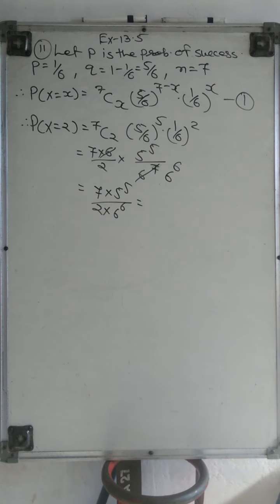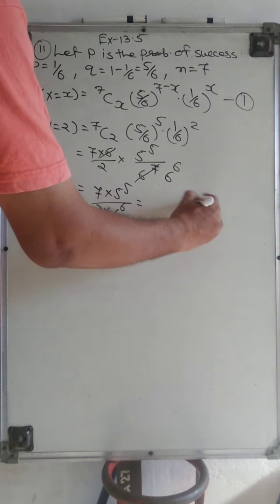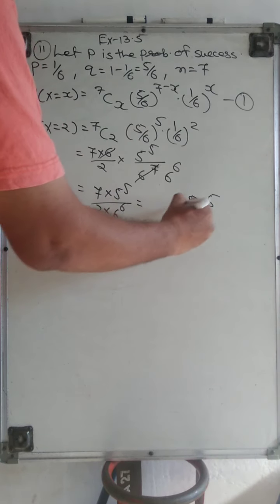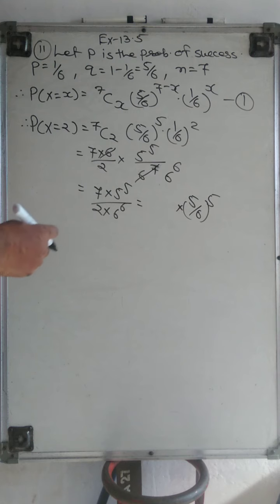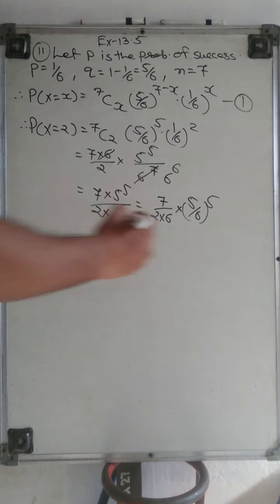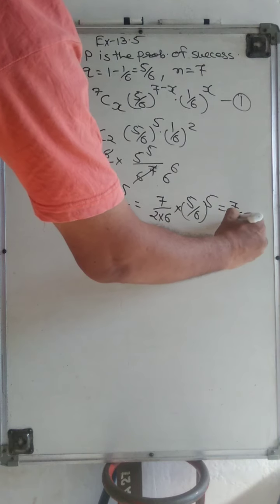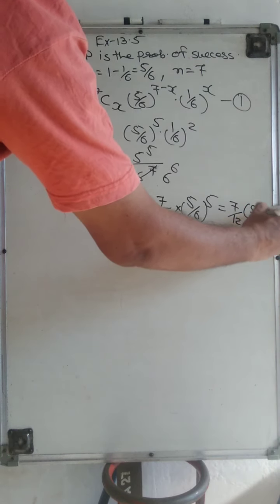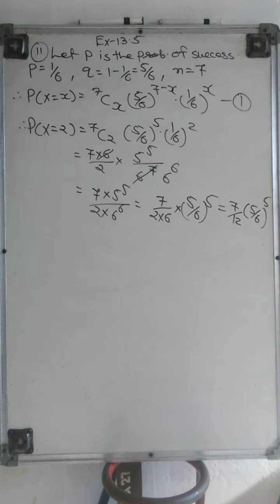And if we solve it, then we can find that it is (5 by 6) raised to 5 into 5 upon 6. So here our answer is 7 by 12 into (5 by 6) raised to 5. Right? So this way we can obtain our answer very easily. Now we go for the next one.